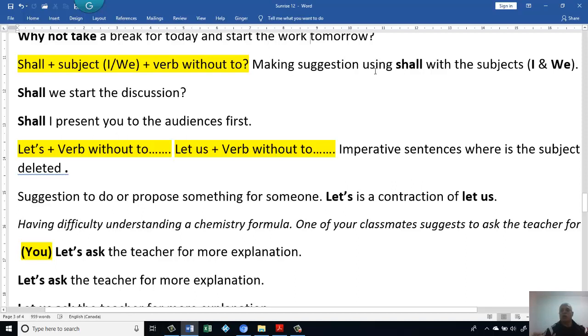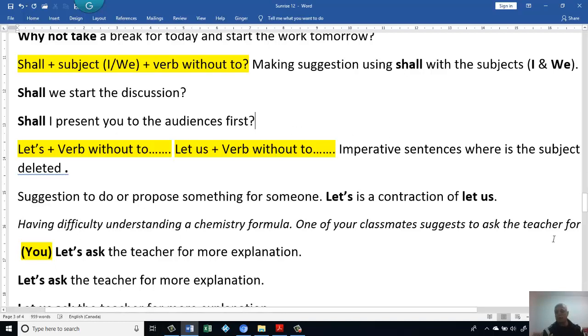Making a suggestion using shall with the subject I and we. For example, shall we start the discussion? The other person maybe agrees or not. Then sometimes we say, shall I present you to the audience first? So it should be a question mark.